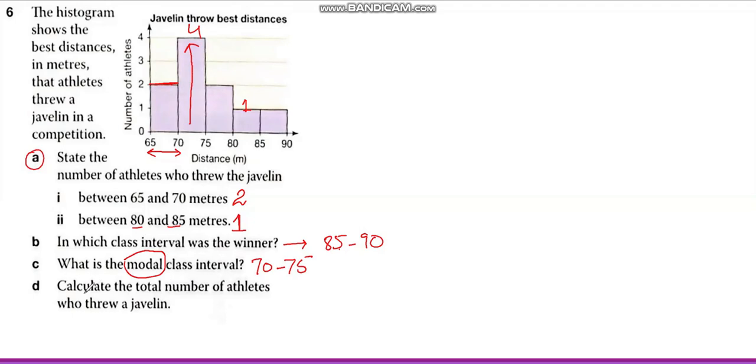Then they want us to calculate the total number of athletes who threw the javelin. So let's see that there are 2 athletes here, then 4, then 2, then 1, and then 1. So in total, these are 10 athletes.